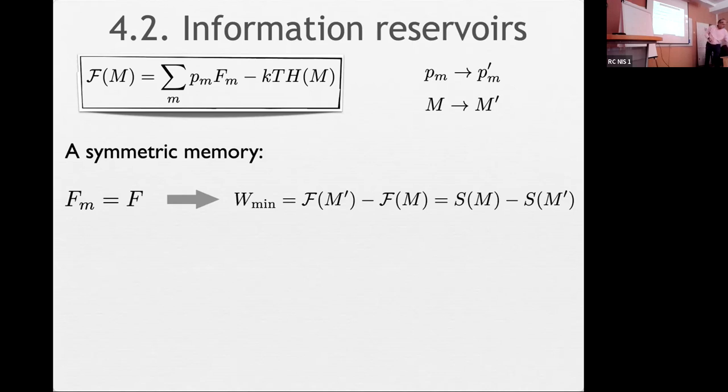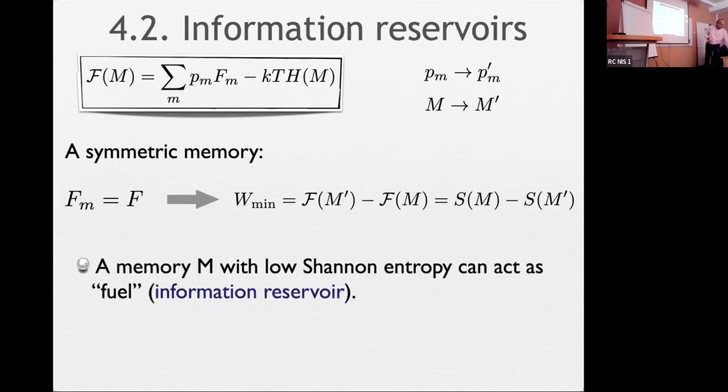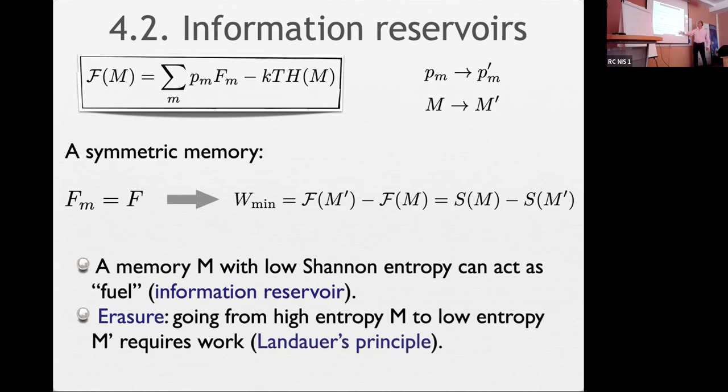And now you can apply this, for instance. Let's do the second one. Suppose you have a memory which can be in any state. It's completely random, so it has a lot of Shannon entropy. So this is your starting point, this is to go from M to M prime.